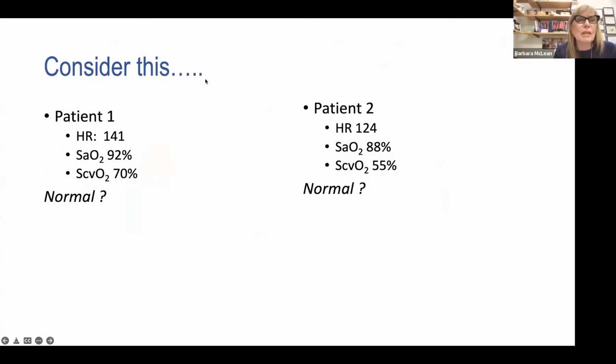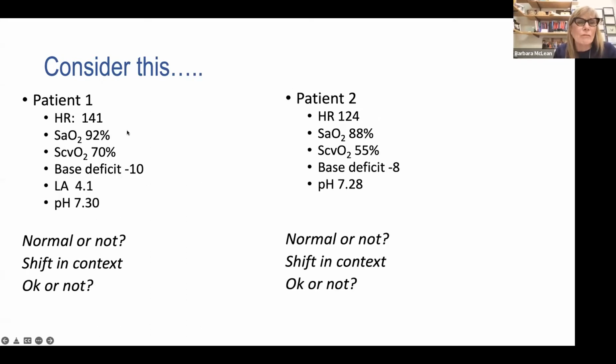So just consider this. Patient number 1, heart rate 141, you're already worried. SaO2's 92%, but his ScvO2 is 70. Now you already know you can't answer whether that's normal or not. It looks normal because his SvO2 is 70, but he has a heart rate of 141. Why is that? Patient number 2, heart rate 124, SaO2 is 88, ScvO2 is 55. Well, that may be normal because his SaO2 is lower. So you don't really know the answer to either one of these. You've got to have more information.